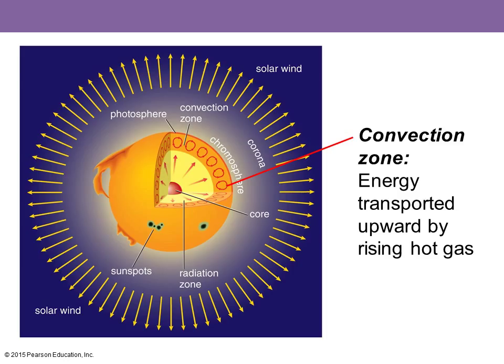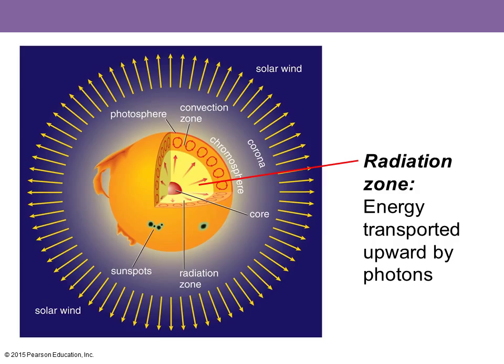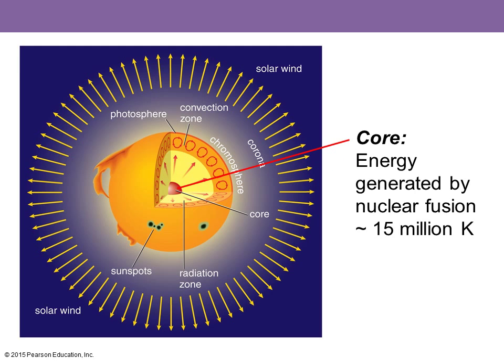Inside the first layer of the Sun is what's called the convection zone, where energy is transported upward by rising hot gases. Below that is something called the radiation zone, where energy is transported upward by photons. Those photons are being generated deep within the core of the Sun. And finally, here's the core, where the energy is generated by nuclear fusion, not nuclear fission, but nuclear fusion, and the internal temperature is said to be about 15 million kelvins.